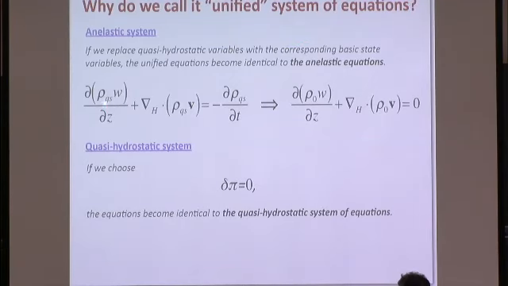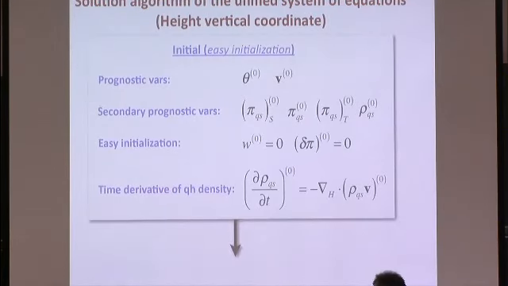So if we replace this rho QS with the base value, basic state value rho 0, we obtain the anelastic continuity equation. And if we choose d pi is 0, our equation becomes the quasi-hydrostatic system of equations. So it is the mixture of these two that the unified system yields. So the solution procedure is slightly different. Because of that, I have this order, and that is how we solve.